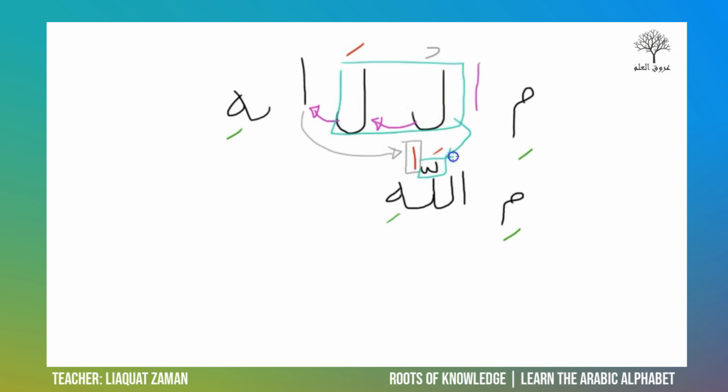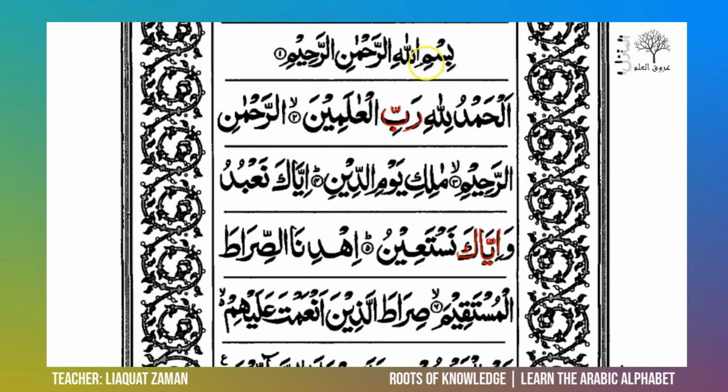Come back to this one. Okay, so mil, la, hi. Two lams are represented by one lam there. And there's that Shaddah there. So mil, la, hi. And this is the name of Allah, how it's written.